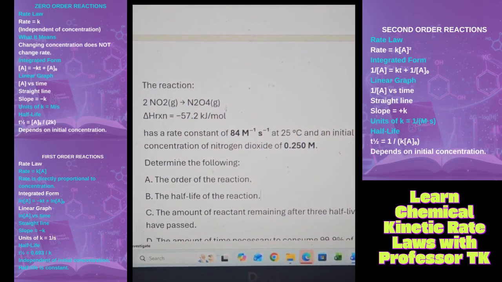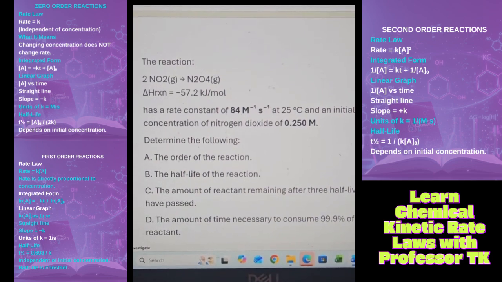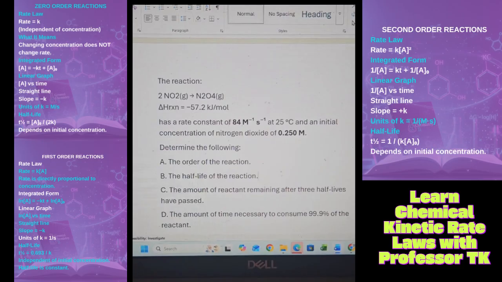So right here, this is your problem, okay? It says you have a reaction, and they're giving you a lot of information in here. Remember how I said, if I give you an actual problem with real numbers or real reactants, could you do the same thing? And the answer is yes, okay?